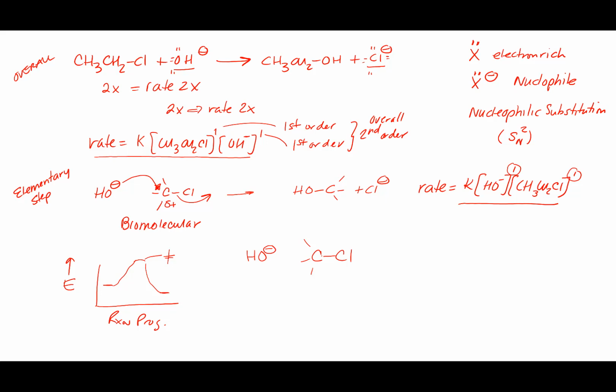A transition state is a high energy species. It's the top of the energy diagram. I cannot put a transition state in a bottle and study it, because it's so high energy, it only exists for a small amount of time. And so I can't really study it. I can study it on the computer, but I can't really study it in the bottle.